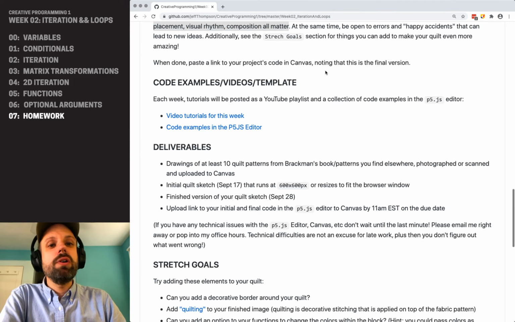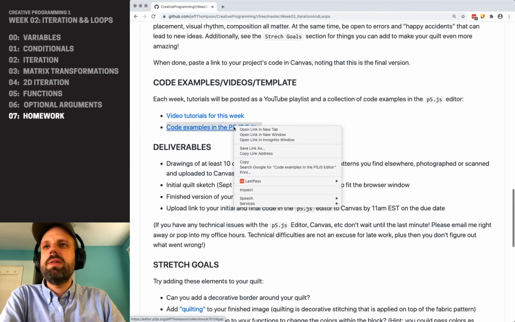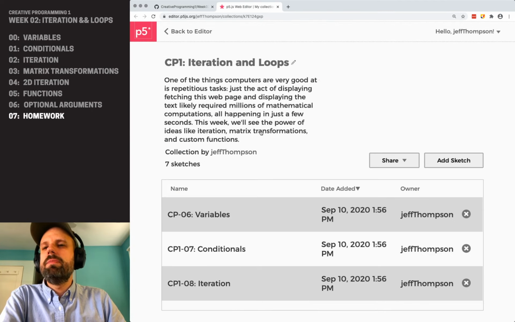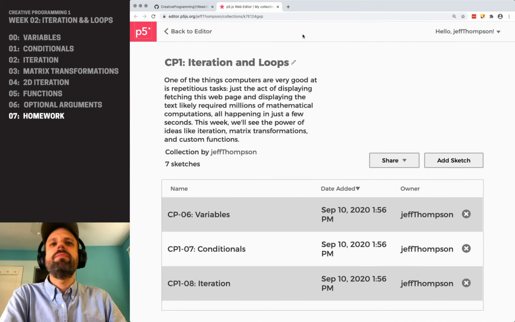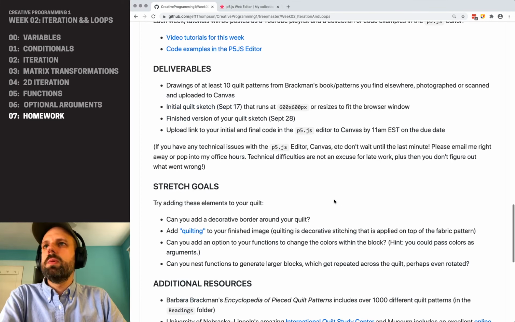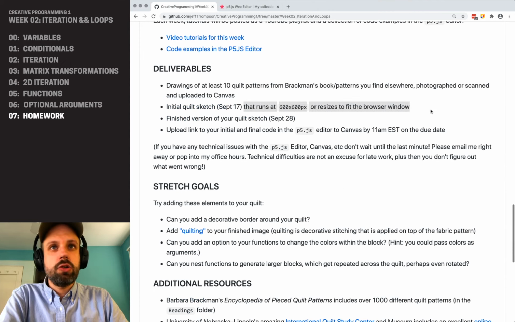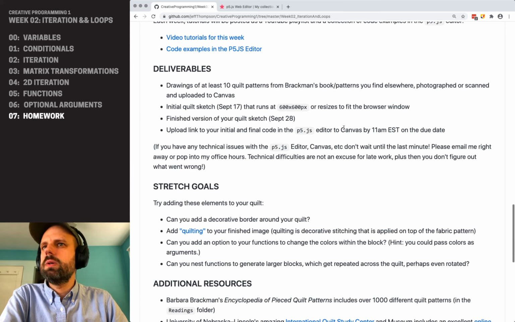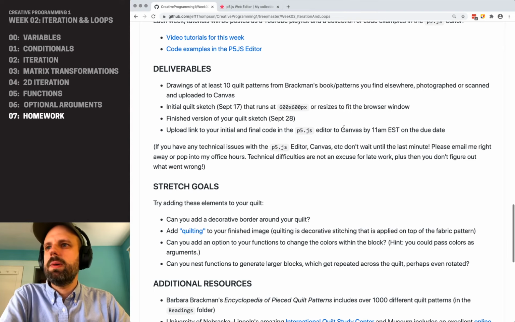Code examples are all here, just like before. You can find them in the p5.js editor as a collection, so you can view them, and these videos as well, of course. Your deliverables are going to be those 10 drawings and an initial code sketch, then your final version, and you're going to upload those links just like usual. Easy. I'm around for office hours. You can pop in and chat if you have any problems.